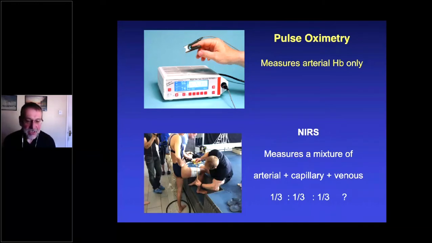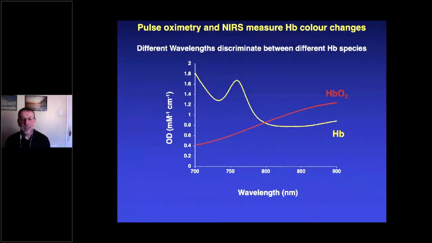And this shows you my student measuring on the vastus lateralis of a Russian synchronized swimmer with a device. And in that muscle, it's measuring a mixture of arterial, capillary, and venous, probably about a third each, but exactly what it's measuring is not clear, and it will probably depend on a whole range of factors. But broadly speaking, it measures a mixture of those three components.